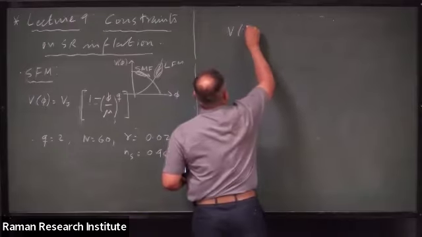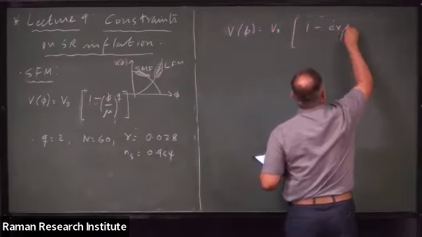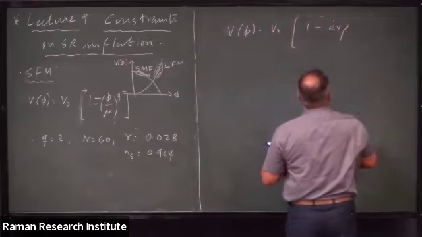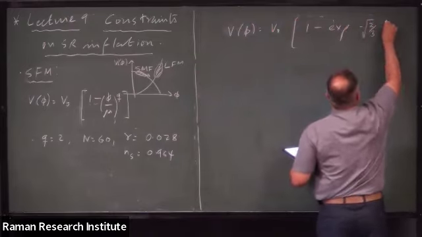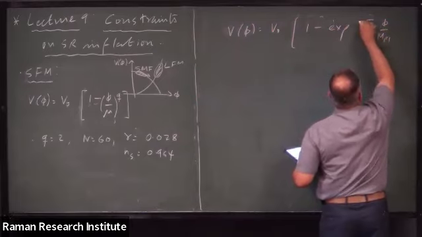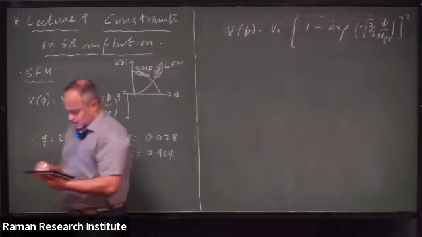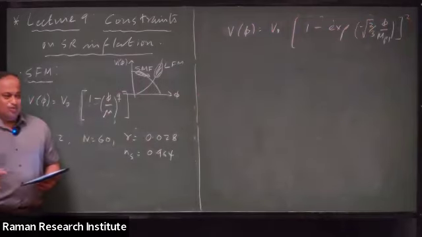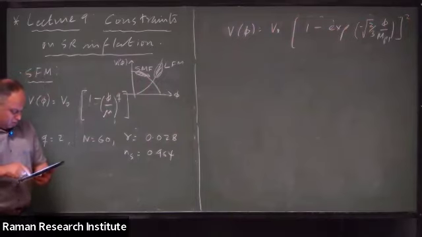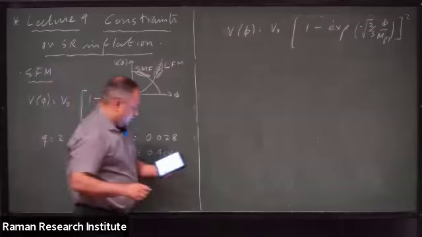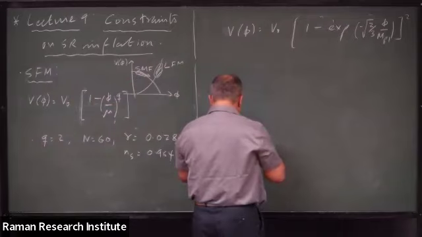So V of phi is V naught, 1 minus exponential of minus root 2 by 3 phi by MPL, whole square. And again, you can solve them in the slow roll approximation, solve for phi in the slow roll approximation. And what you find is as follows. You can show the following.